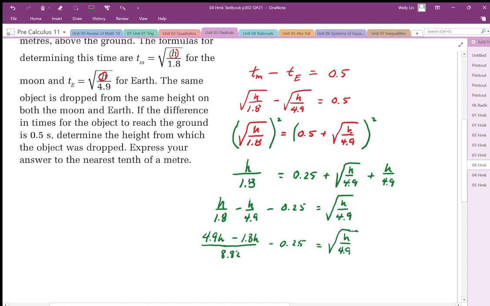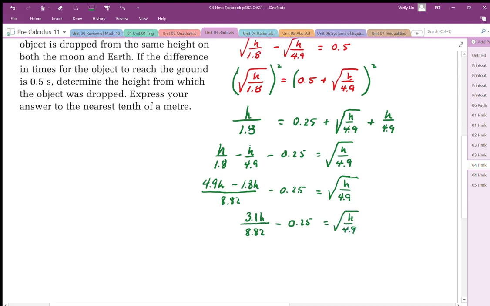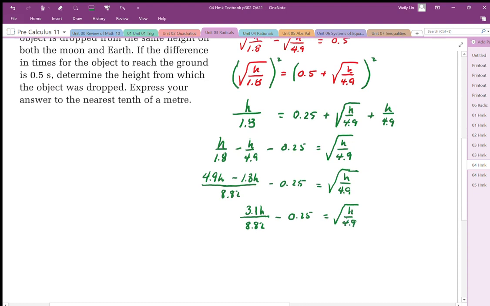Okay, so simplifying, all I'm doing is simplifying the left hand side before I square out that square root on the right hand side. So here I end up with 3.1h over 8.82 minus 0.25. Okay, so this is going to be a lengthy equation because I'm going to end up squaring this. So I'm going to square both sides again to get rid of the square root.